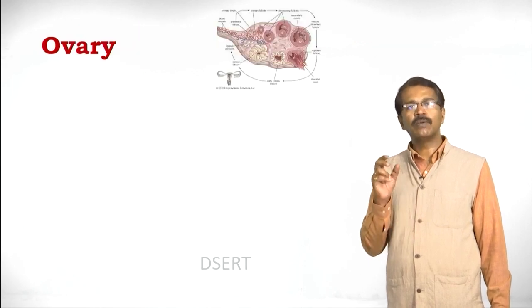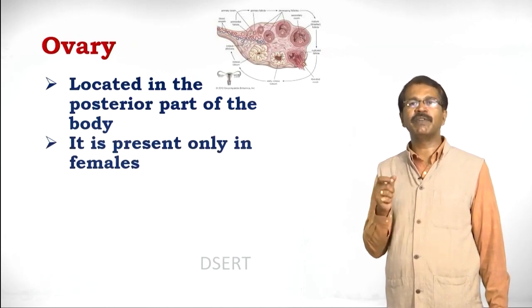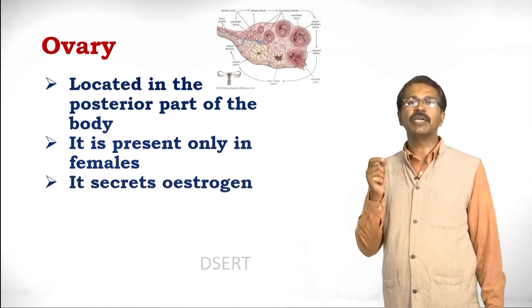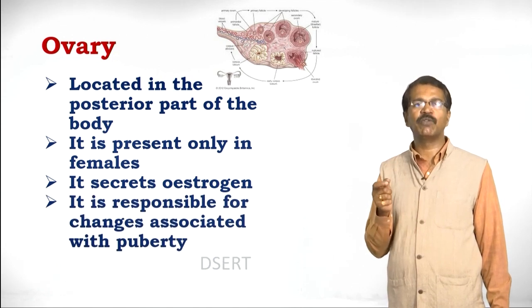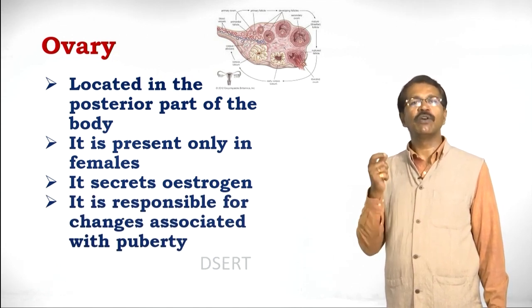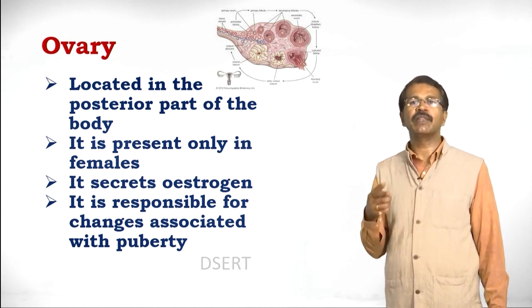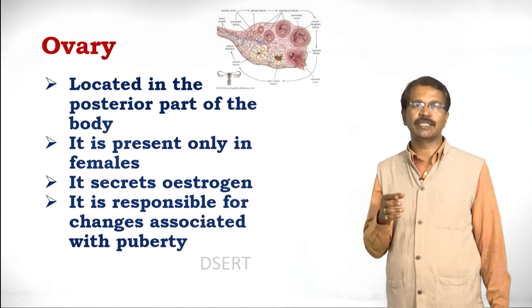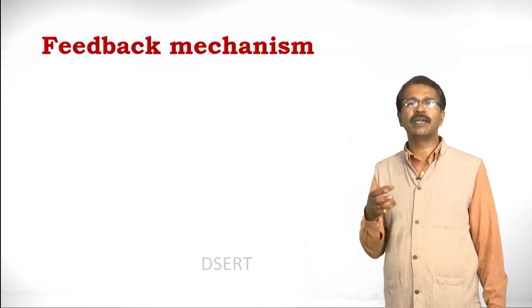Now, what is the function of this ovary? Where is it located? It is located in the posterior part of the body, in the pelvic region. It is present only in females and it secretes estrogen hormone. This estrogen hormone is also responsible for puberty changes and for feminine characters in females. Of course, this hormone is also released when a child attains puberty, again from 12 to 19 years. Likewise, all these endocrine glands help in coordination.